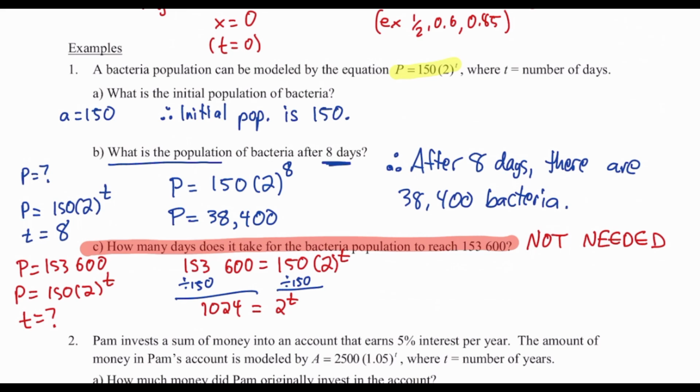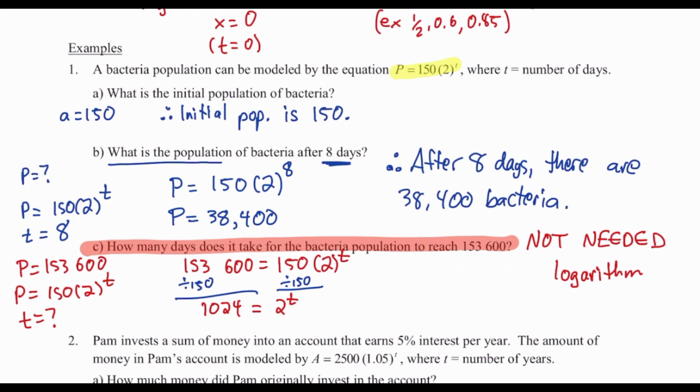So I have 1024 equals 2 to the power of t. I somehow need to undo that exponent operation. I need to do the opposite of exponential. And the opposite of exponential is called the logarithm. This is not part of our curriculum. It is not necessary. There are other ways of solving this.